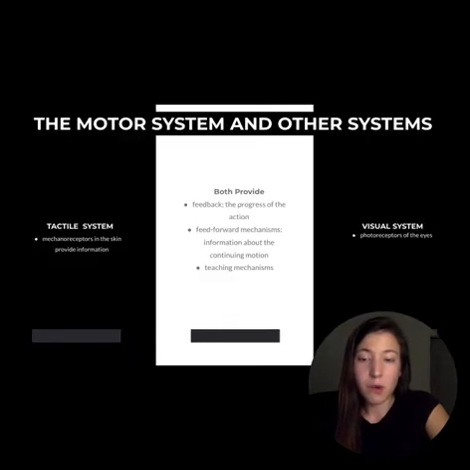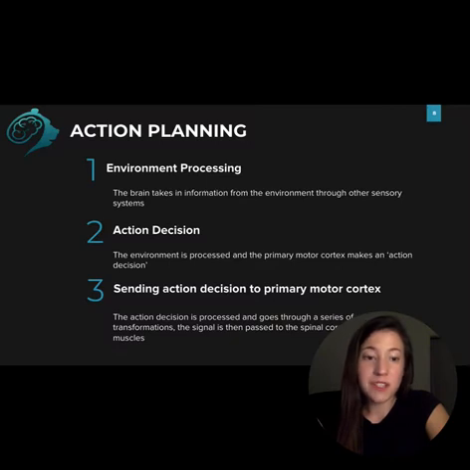The motor system is deeply intertwined with other systems that we've studied. Both the tactile and the visual system provide information about the environment for action planning and execution. Tactile sensation, mostly through mechanoreceptors in the skin, provides information about the progress of an action. And the visual system, of course, provides complex details on the body's position in space. Both of these contribute to feedback, feed-forward, and teaching mechanisms in the motor cortex that allow us to execute movements successfully.